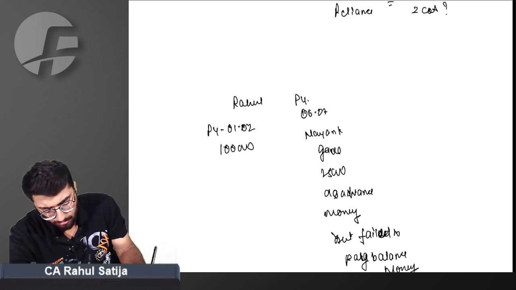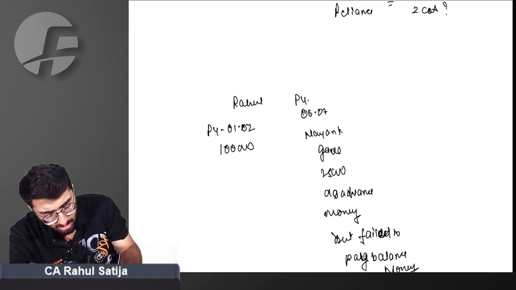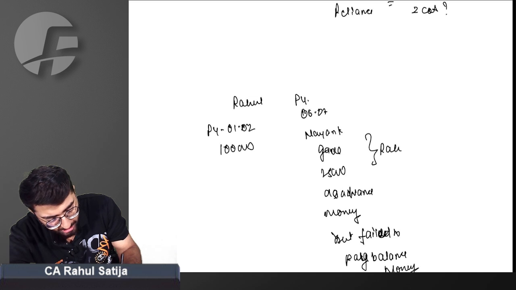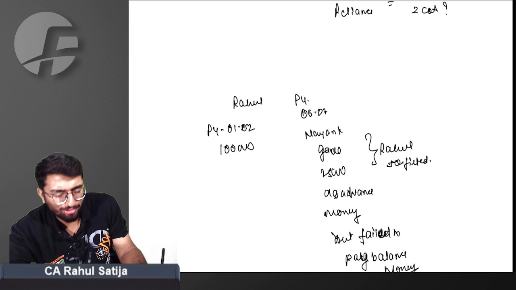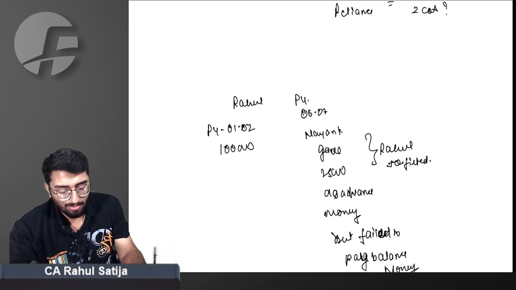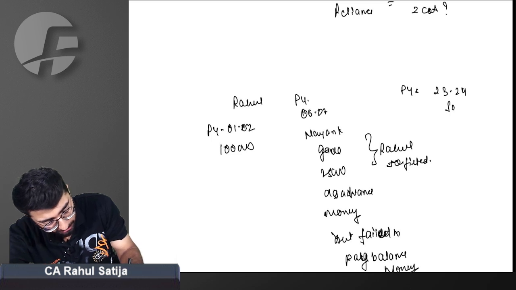Failed to pay balance money. In previous year 6-7, Mayank gave 25,000 as advance money but failed to pay the balance money. Rahul was stunned, so Rahul forfeited such advance money. In previous year 23-24, Rahul sold such property.